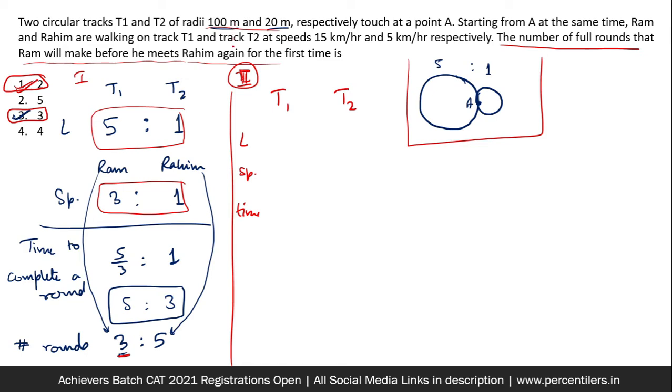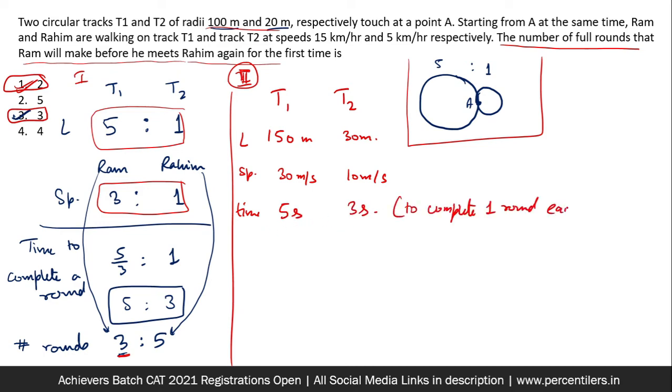conversion of units along the process. What I'm going to do, you have at least understood by the previous method that it's only the ratio that matters, not the actual numbers. So I'm going to change the numbers without changing the ratio. So ratio between this and this is 5:1. So I'm going to take the length as 150 meters and 30 meters. So that is 5:1 in the ratio. And the speed as 30 meter per second and 10 meter per second. Okay, so the time that I'm going to get is 5 seconds and 3 seconds to complete one round each.